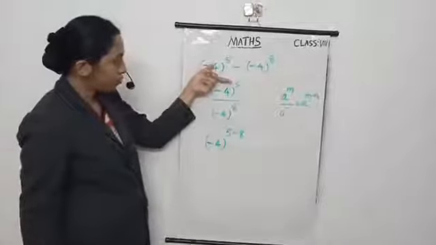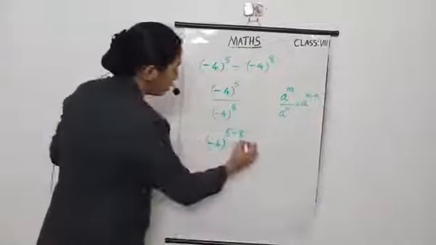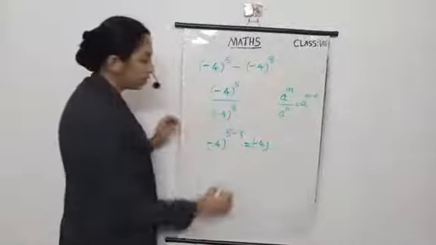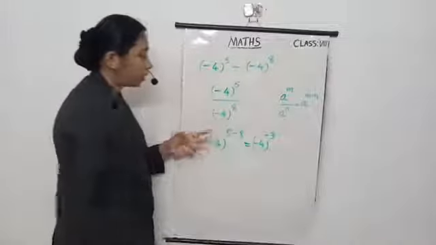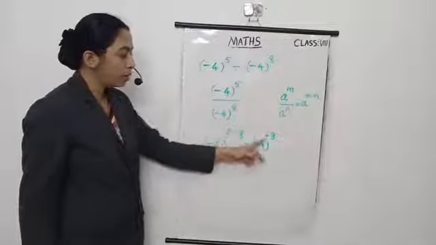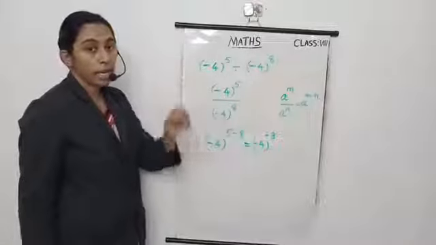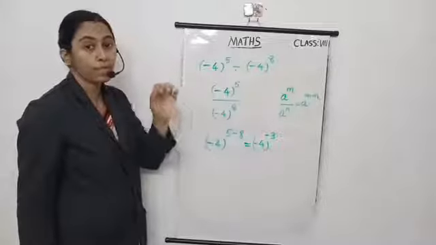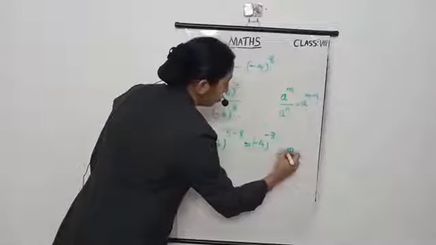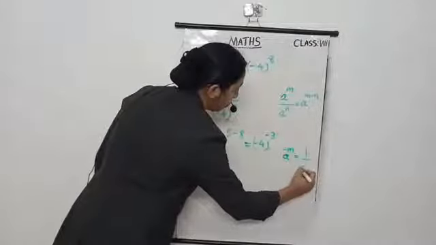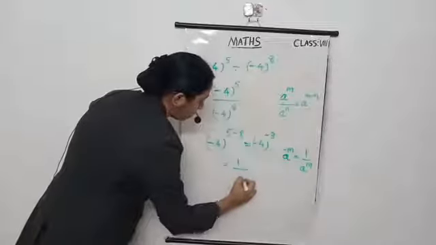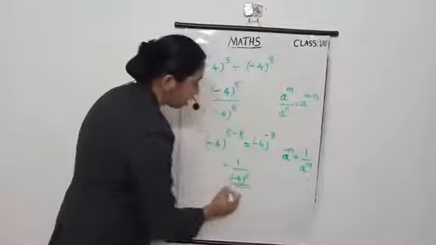That is minus 4 raised to 5 minus 8. This is equal to minus 4 all raised to 5 minus 8. We get minus 3. 8 minus 5 is 3, and 8 is greater, so its sign is minus. So minus 4 raised to minus 3. In the question they ask to write in positive exponent form. So we know a raised to minus m is equal to 1 by a raised to m. That is 1 by minus 4 raised to 3. So this is the answer.